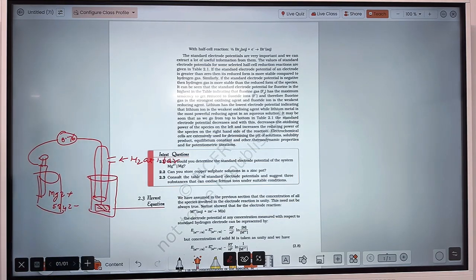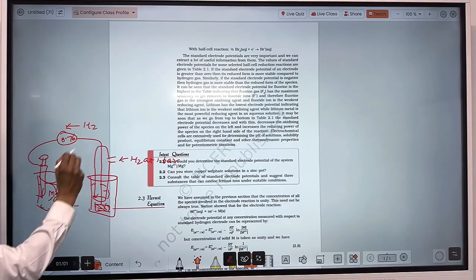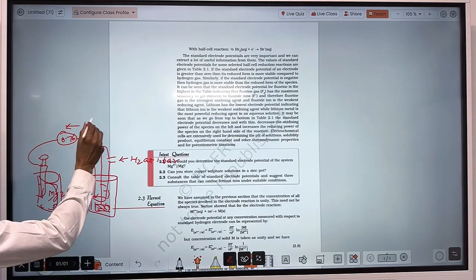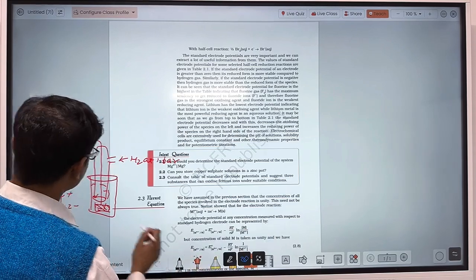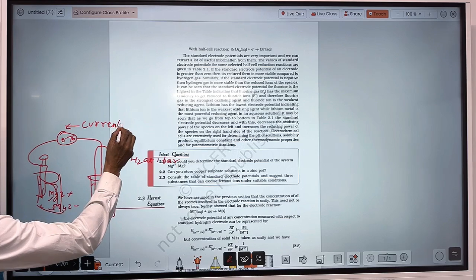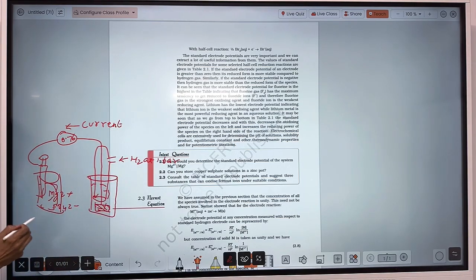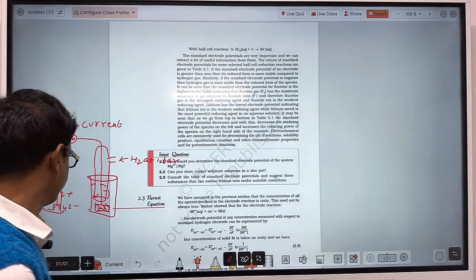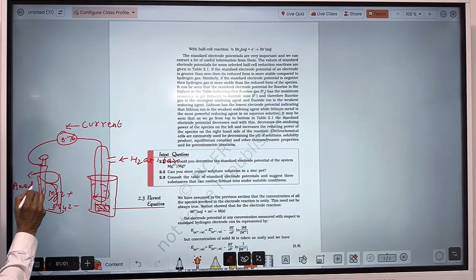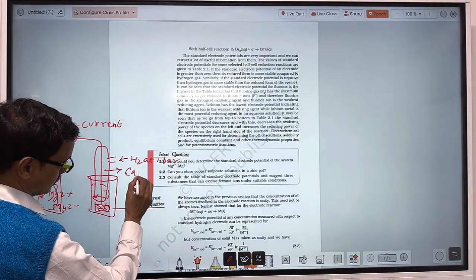Here the reading of the voltmeter will be 0.76 volt. So what happened here? The direction of current will be from hydrogen to magnesium. That means magnesium here is getting oxidized, so magnesium is acting as the anode and hydrogen acted as the cathode.